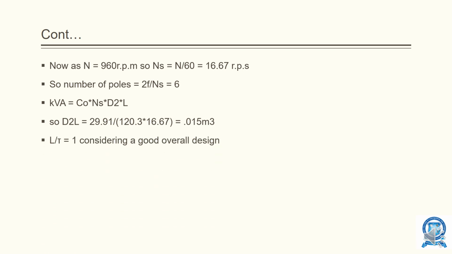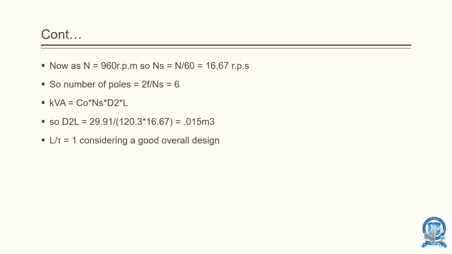Also, I'm considering here that the machine is designed for overall design. For overall design, the condition is L by tau is equal to 1. So tau is nothing but the pole pitch. The formula to calculate pole pitch is pi d by p. So I just need to substitute the value of tau in this expression, L by tau is equal to 1.